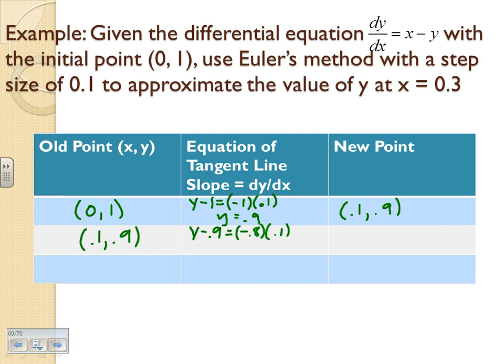Negative 0.088, 0.082. So got it. So math. So you guys got?